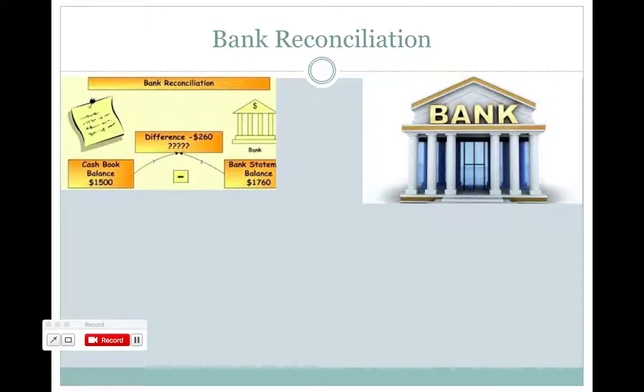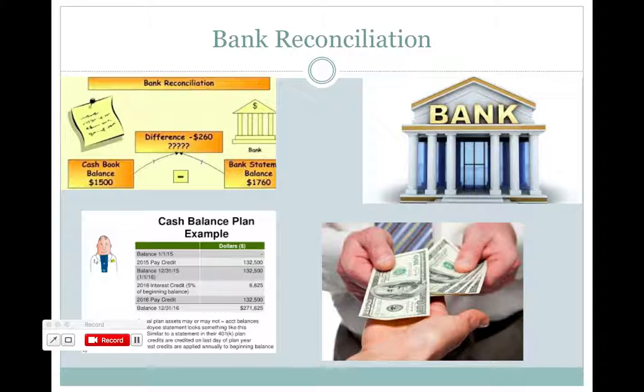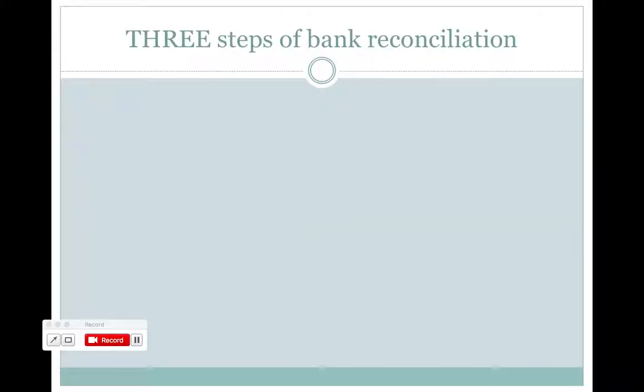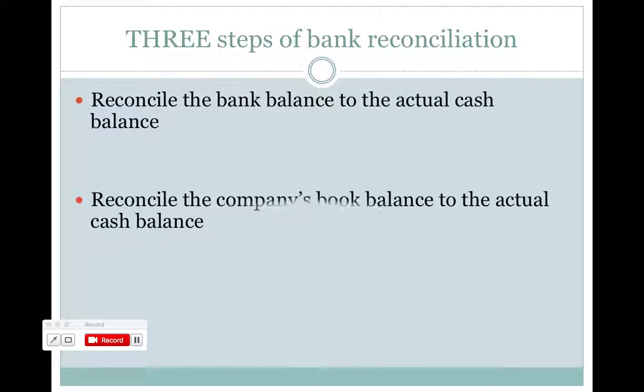Both the company and the bank record all cash transactions and can therefore verify their cash balances with each other. This is what is known as bank reconciliation. A bank reconciliation involves identifying and recording any variances in cash balances between the bank's record and the company's record. Bank reconciliation involves 3 steps: reconcile the bank balance to the actual cash balance, reconcile the company's book balance to the actual cash balance, and adjust the company's book balance to the actual cash balance.